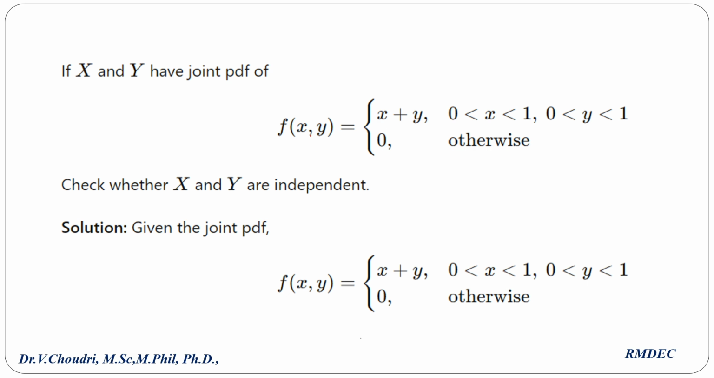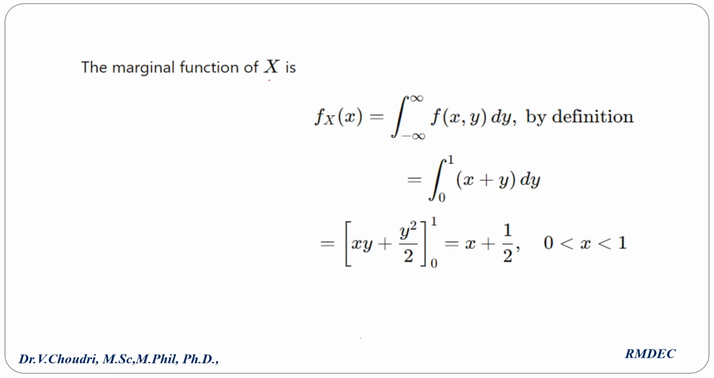Let us see another important example. F of x comma y equal to x plus y, x limit 0 to 1, y limit 0 to 1. See, x power 1, y power 1, same degree and same limits. In this case, we can easily find out f of x and f of y. Check whether x and y are independent. Given the joint PDF f of x comma y equal to x plus y, x limit 0 to 1 and y limit 0 to 1.